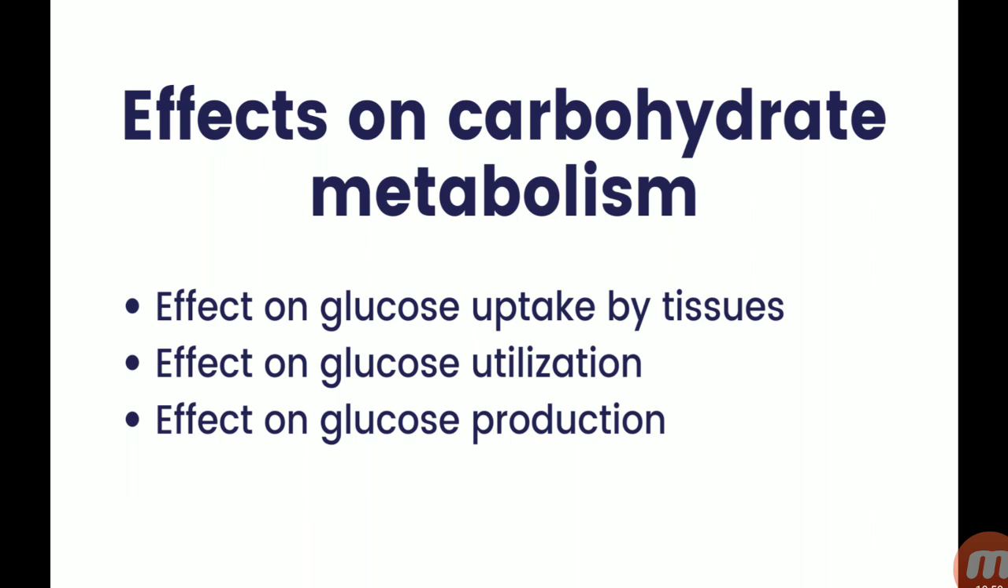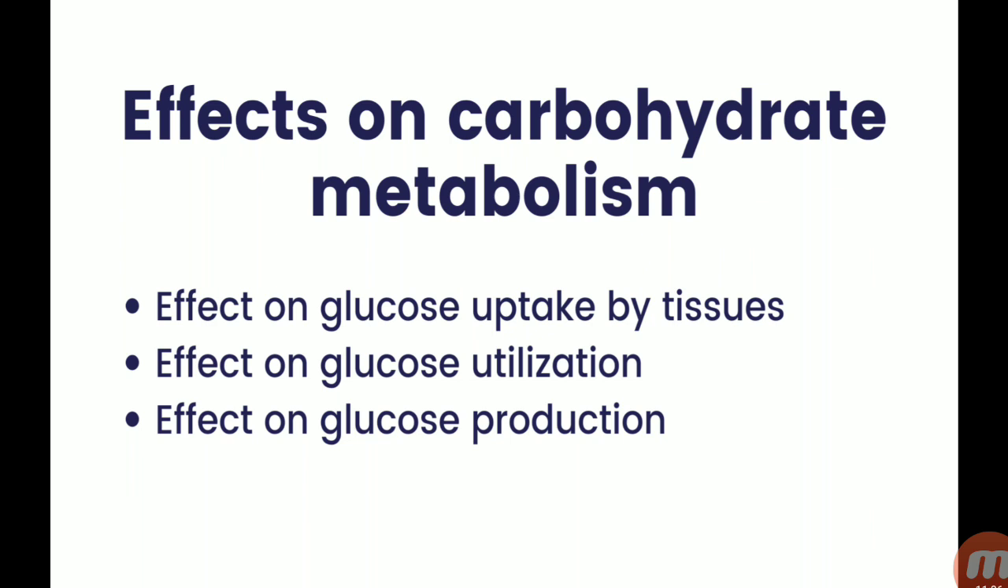When you see the effects on carbohydrate metabolism, insulin influences glucose metabolism in many ways. The net effect is that insulin lowers blood glucose level by promoting its utilization and storage and by inhibiting its production. Number one is the effect on glucose uptake by tissue. Uptake of glucose by muscles such as skeletal, cardiac, and smooth muscle, and tissues like adipose tissue, leukocytes, and mammary gland is dependent on insulin.